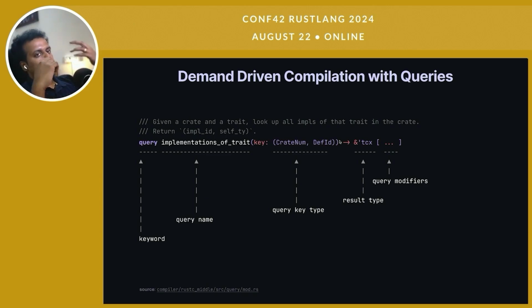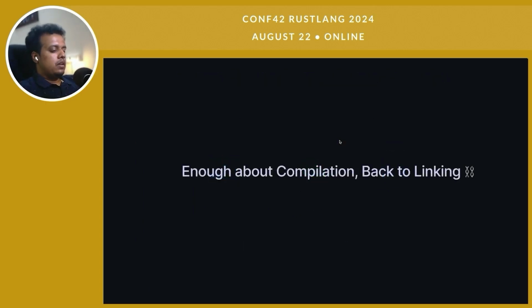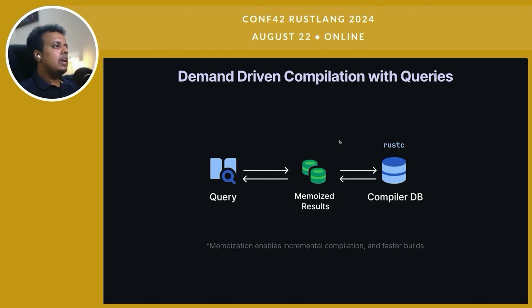If you have a type like i32 or u32, the Rust compiler has its own internal representations of all of these types, and for each of them the compiler will create something called a type context. When the query is run, the compiler gets all the implementations of the trait and memoizes them. Given a specific crate num and definition ID, this query gets all the implementations of a very specific trait, saves them together, and puts them in a central place. The next time the same query comes with the same key, it comes back from the memoized results instead of going directly to the compiler database.